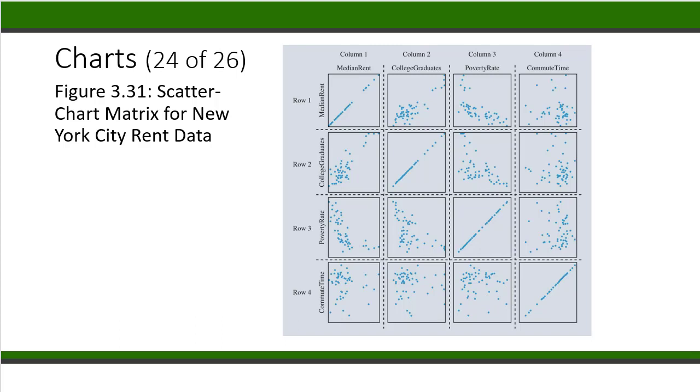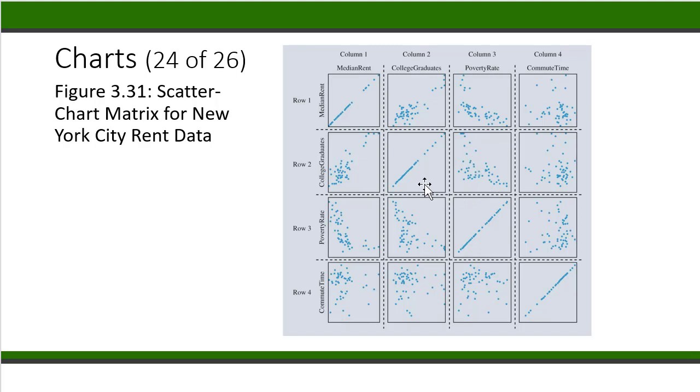So some interesting things to note: if we look at row 1, column 3, it indicates that subbureaus with high poverty rates appear to have lower to medium monthly rents. And if we look at row 2, column 3, the subbureaus with high poverty rates tend to have lower percentages of college graduates. So the high poverty rate here, low graduates down here.